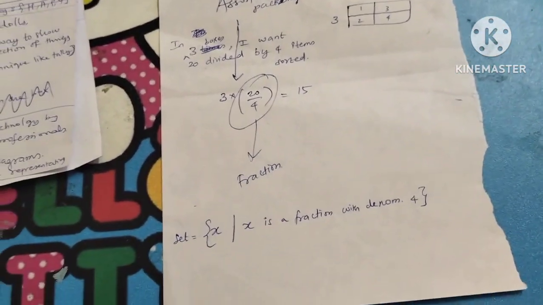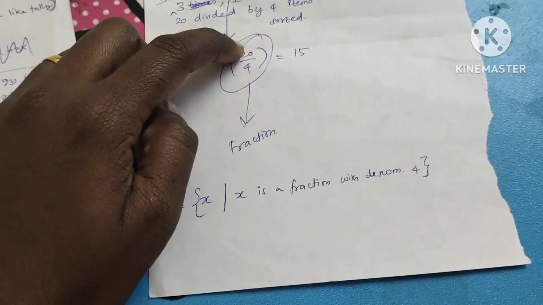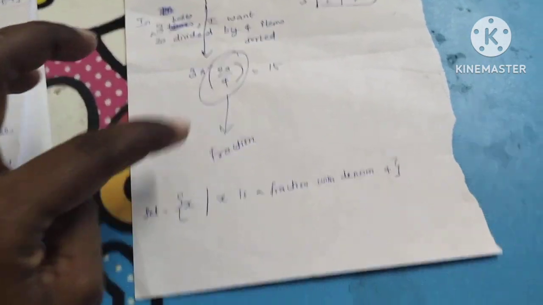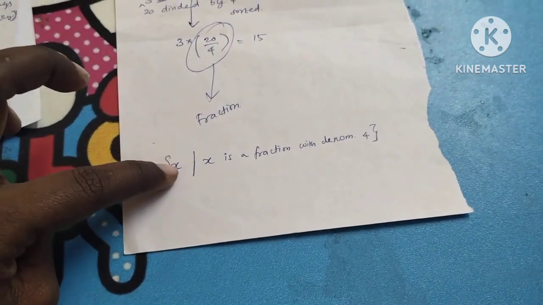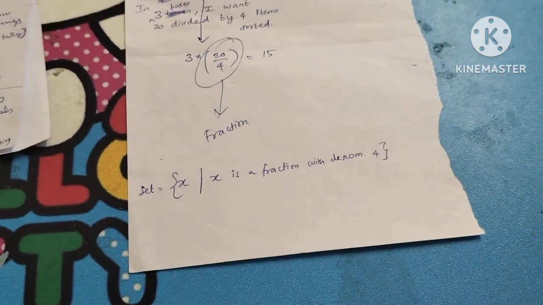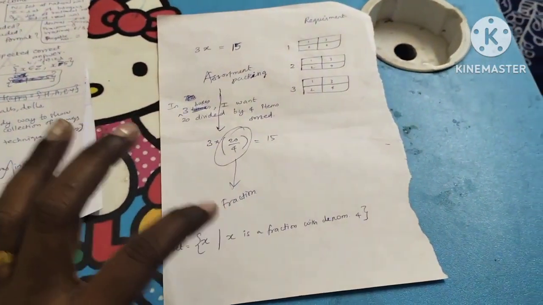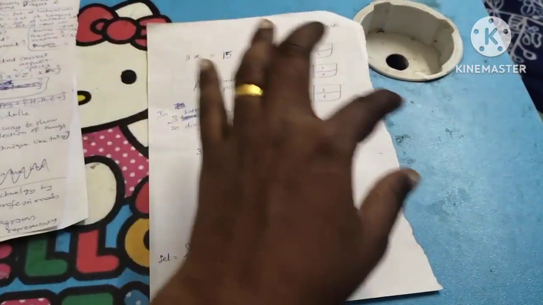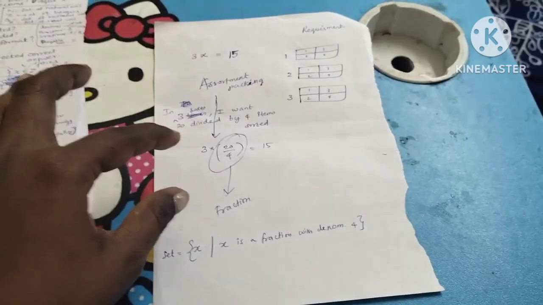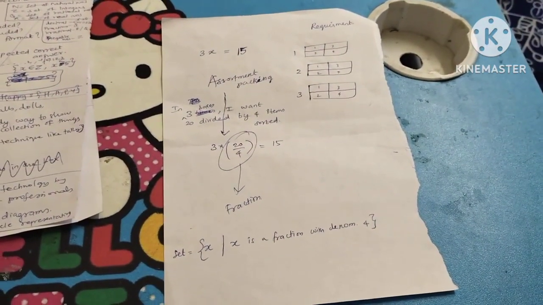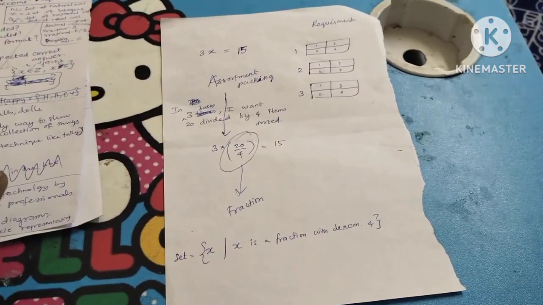So my requirement is that x should be in fractional format. How would I say it in a set? x is equal to x where x is a fraction with denominator 4. So to describe this kind of problem, sets are very helpful rather than giving it in a word style. If you are giving your hint in words, it will be very confusing. So set notation makes it short and sweet.